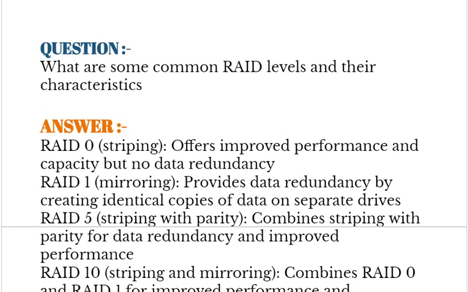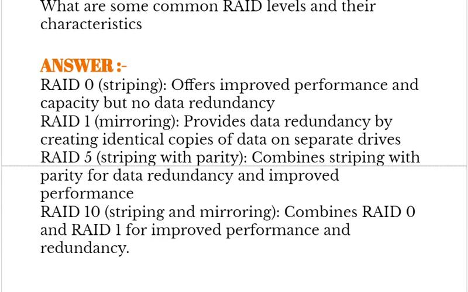Our next interview question is: what are some common RAID levels and their characteristics? Your answer should be: RAID 0, striping, offers improved performance and capacity but no data redundancy. RAID 1, mirroring, provides data redundancy by creating identical copies of data on separate drives. RAID 5, striping with parity, combines striping with parity for data redundancy and improved performance. RAID 10, striping and mirroring, combines RAID 0 and RAID 1 for improved performance and redundancy.